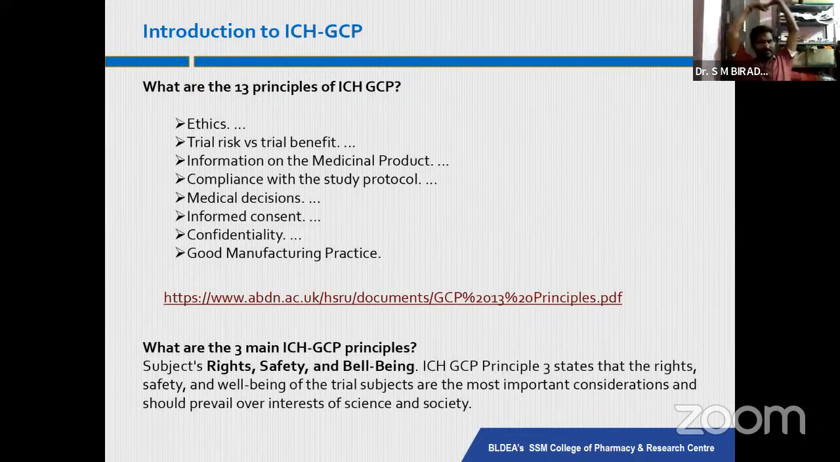And what are the three main ICH-GCP principles? The basic principles are: it is our right to tell all the facts of the investigational product, its safety aspect should be highlighted, and the well-being of the participant should be protected. These are the three basic principles to be followed. The ICH-GCP guidelines state that the rights, safety, and well-being should be protected.